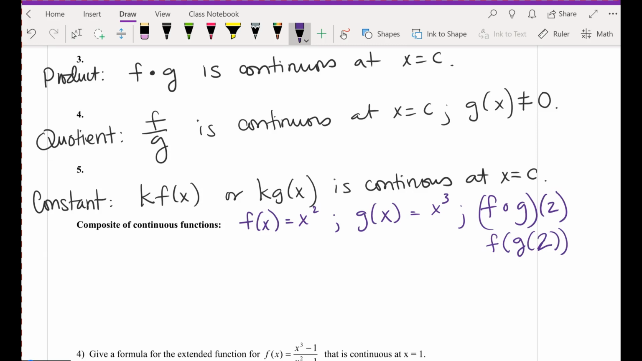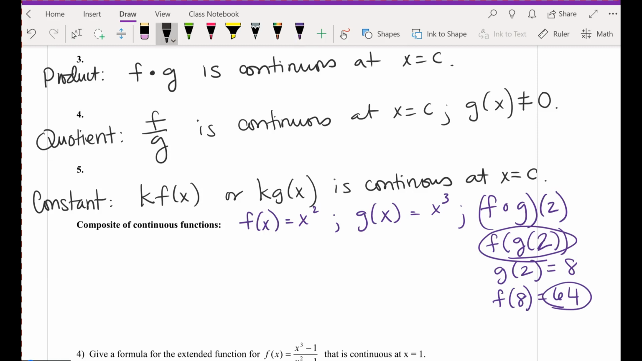Right. First, you take the 2 and you plug into which one? The g. So g of 2 is what? 8. Then that output is the new input. Remember this? And then now that gets f of 8, and that's going to be 64. So the composition at 2 is 64. Okay. So this one is not the same as the last 5 properties.